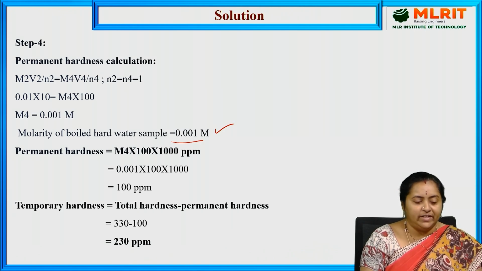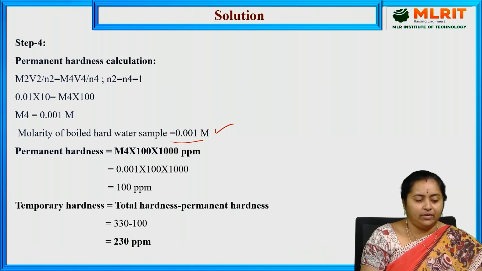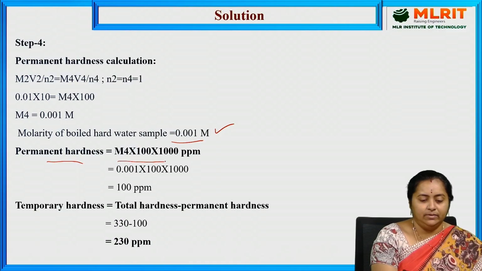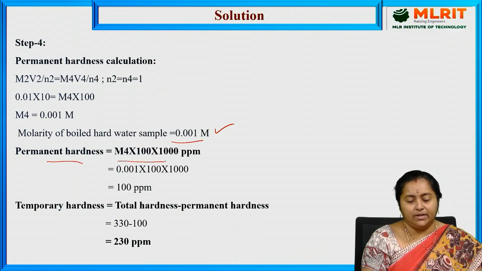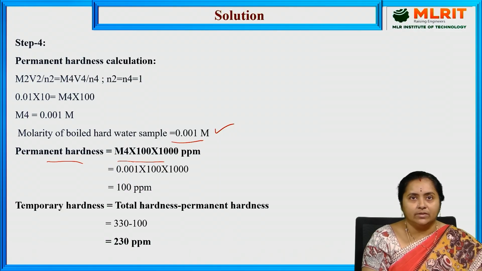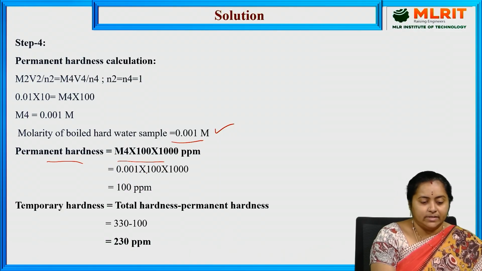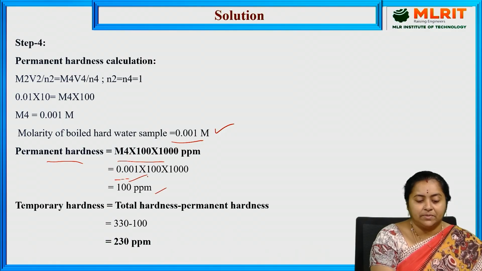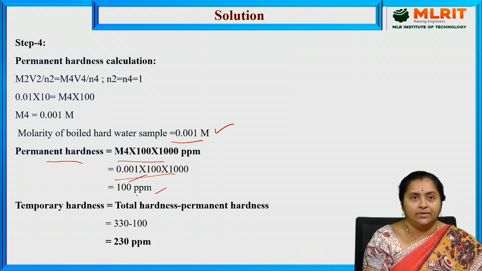After finding this M4 value, we have a formula: permanent hardness is equal to M4 into 100 into 1000 ppm. By substituting this M4 value, that is 0.001 M, we get the permanent hardness answer. If we simplify this expression, we get a result of 100 ppm.